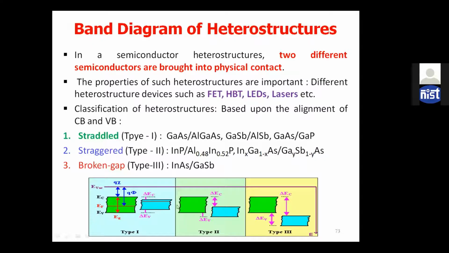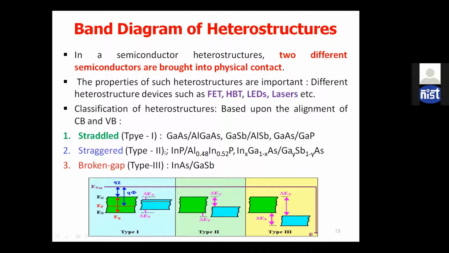So depending upon the band gap and the band offset, conduction and valence band offset, they are classified into three types. One is type 1, which is also called straddle, type 2, staggered, and type 3, that is called broken gap. So the heterostructures are of three types. This one is type 1, type 2, type 3.